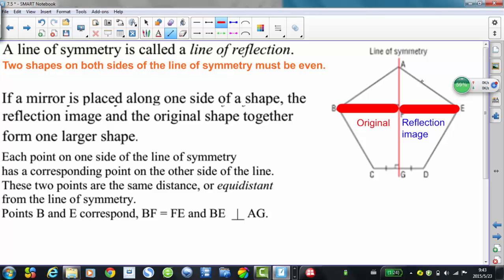And BE, this entire segment, must be perpendicular to the line of symmetry as well. So this is a very important property of the line of symmetry. We can find another pair of corresponding points in both the original shape and the reflection image. The other pair is C and D. Both of them are equidistant to the line of symmetry. Point A is on the line of symmetry, so the distance from A to the line of symmetry is 0. So on the reflection image, the distance from this A to the line of symmetry is also 0.